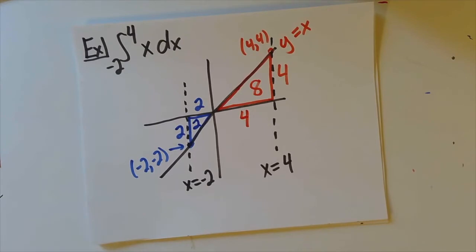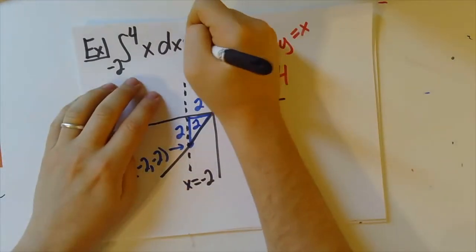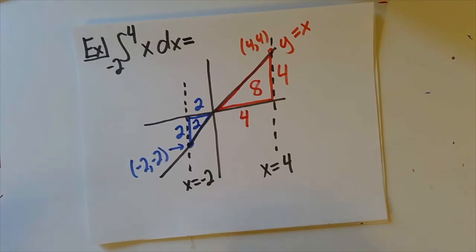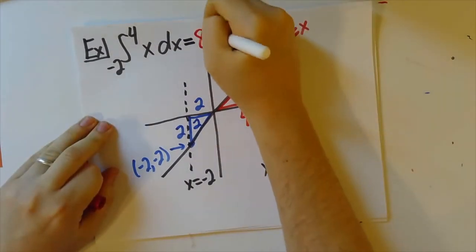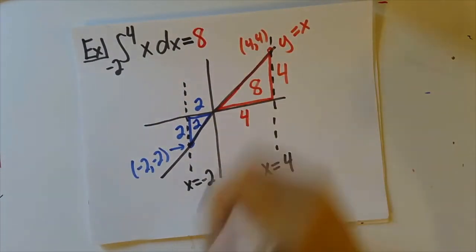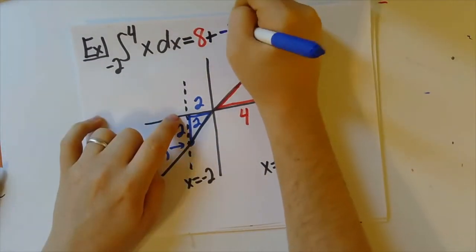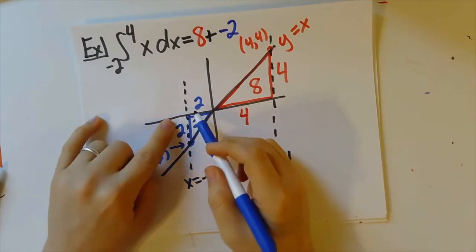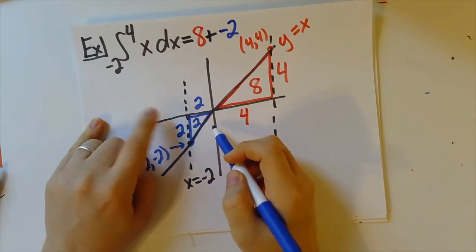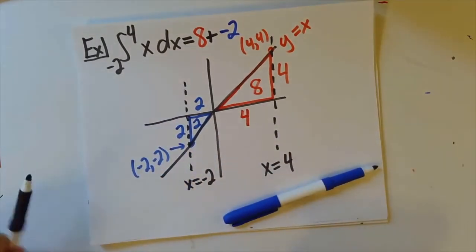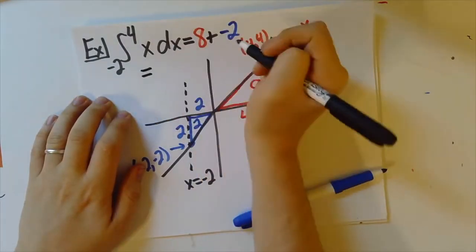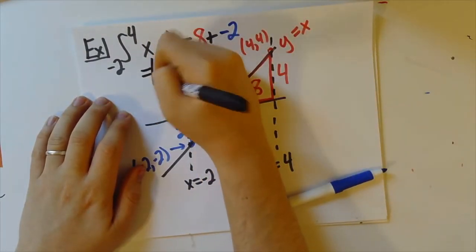Now, what does that mean? Well, that means the area here is +8, and then -2. Again, the area of this triangle is 2, but we're counting it as negative because it's below the x-axis. Okay, and so that means the total answer here is 6.